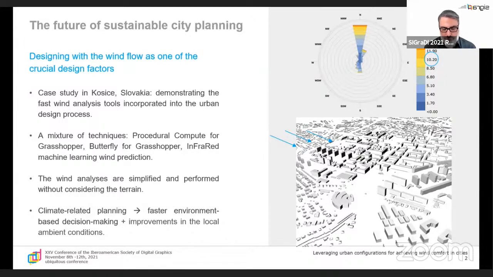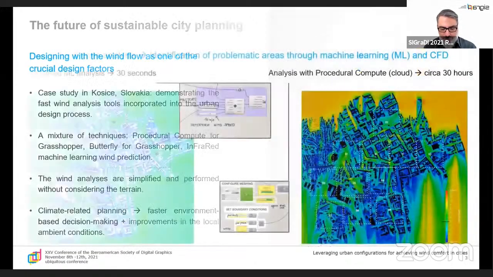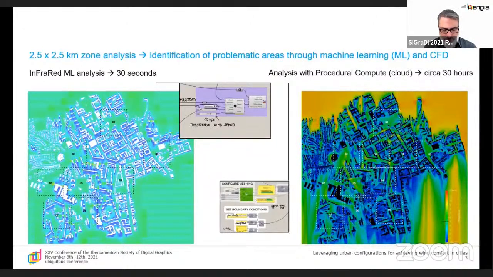Also, as displayed in the bottom figure, we must use simplified and closed mesh geometry for testing. In the analysis, the input wind speed is 10 meters per second and the wind direction 0 degrees, representing northerly winds. Here, you can see the results of the machine learning prediction versus CFD analysis of the large urban zone displayed at the pedestrian level. The idea was to demonstrate the capability of fast wind prediction through Infrared and confirm the output with a standard yet progressive Grasshopper CFD plugin.